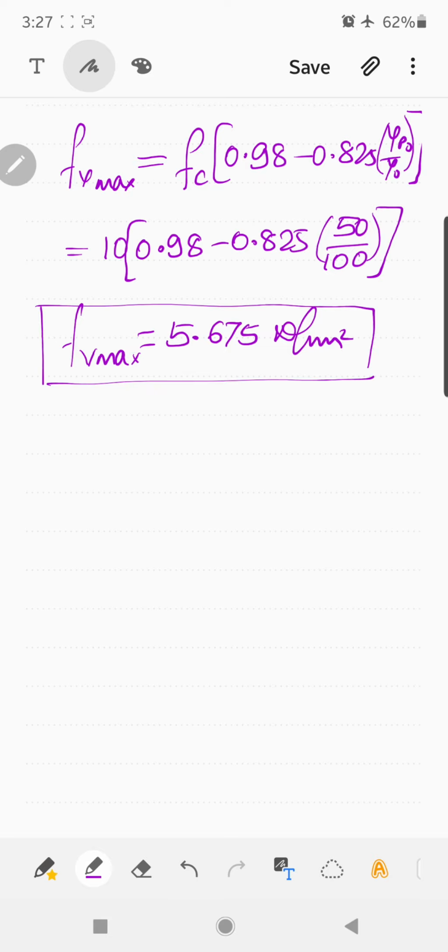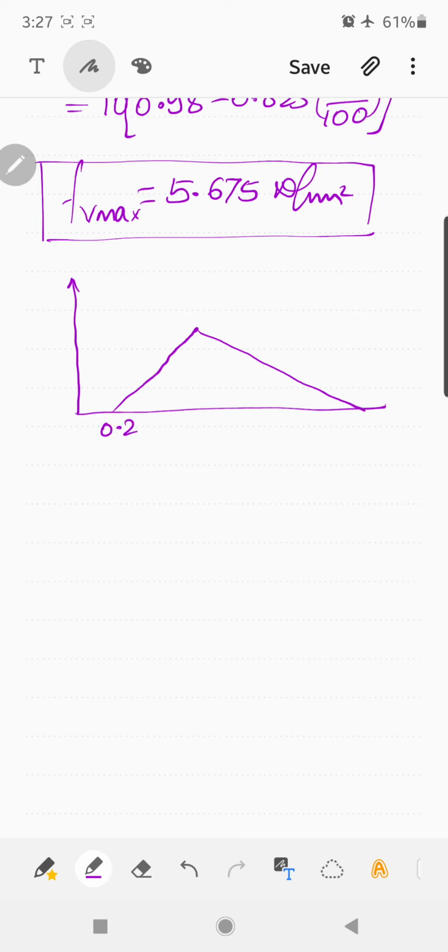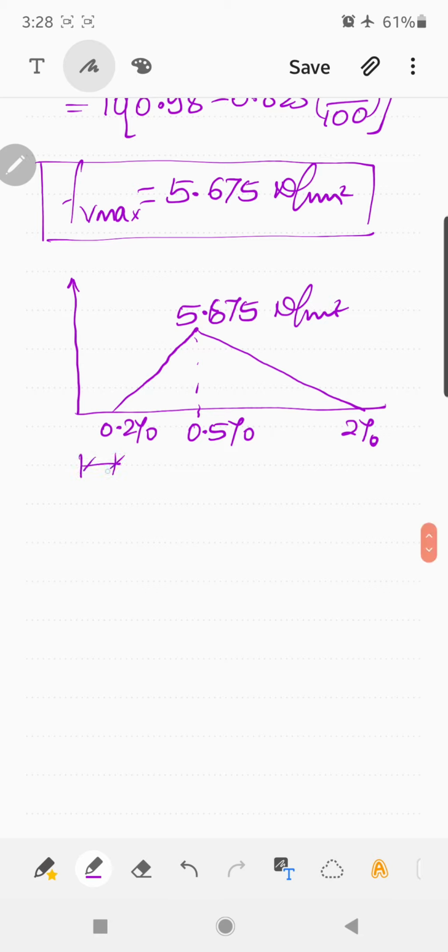When you know FV max now, you can draw the distribution. This is the distribution. Point of zero stress 0.2 y naught, point of maximum stress 0.5 y naught, and end is 2 y naught. So maximum is 5.675. You can calculate these distances and show.